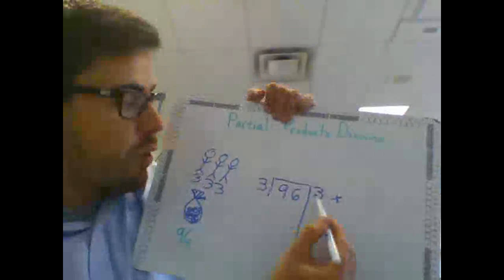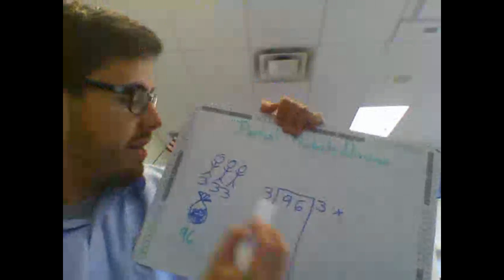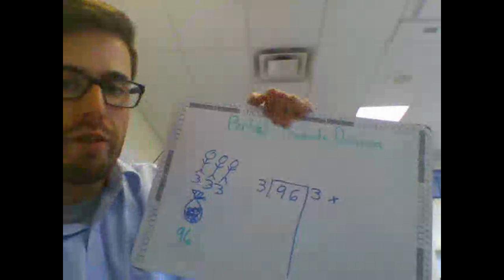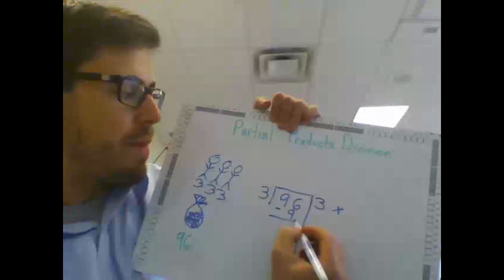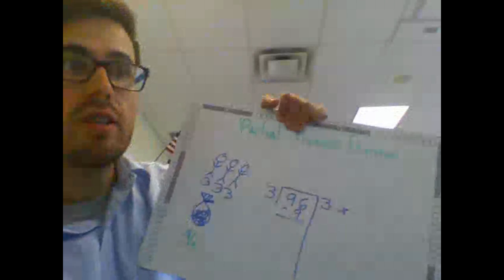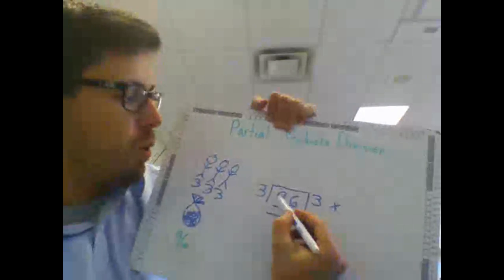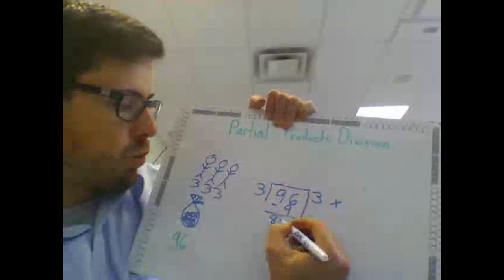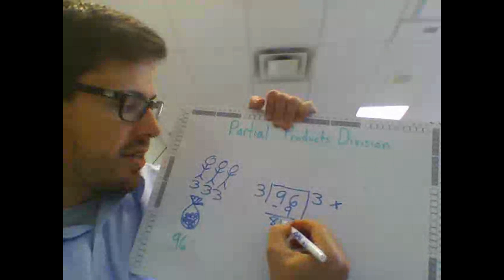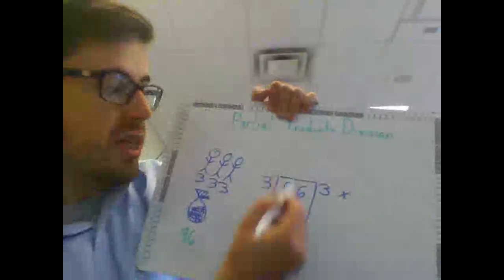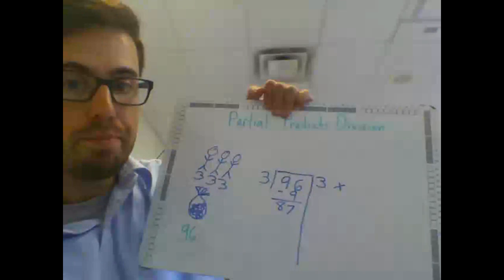Now, if we were to give 3 per kid, that would be 3, 6, 9. We would be getting rid of 9 marshmallows from our bag, and we'd be left with some extra marshmallows that we would still need to divvy up, okay? So 96 minus 9 would be 87, right? Okay, so we would have to keep divvying up until we were all done.